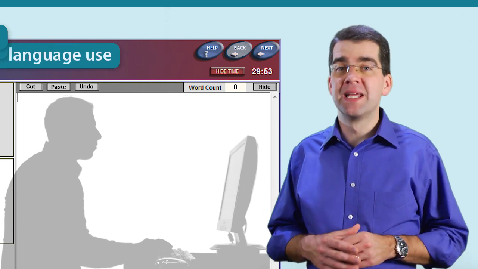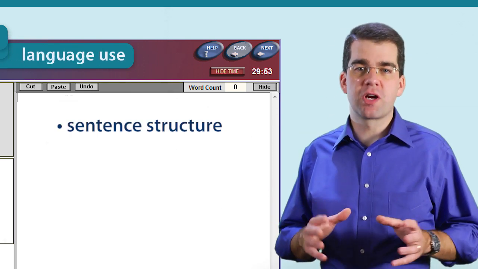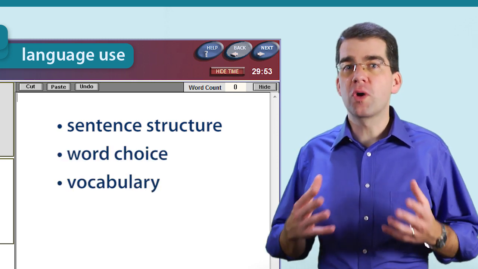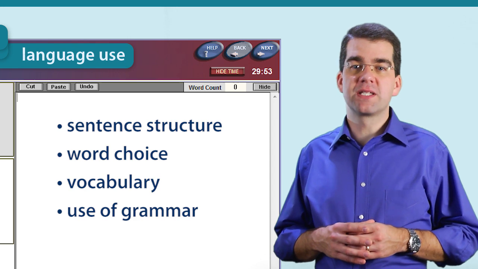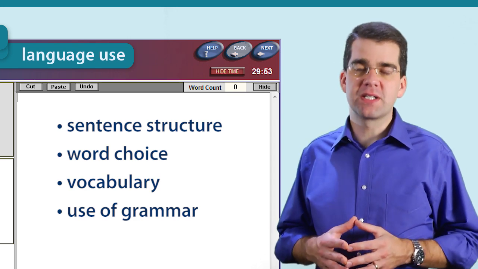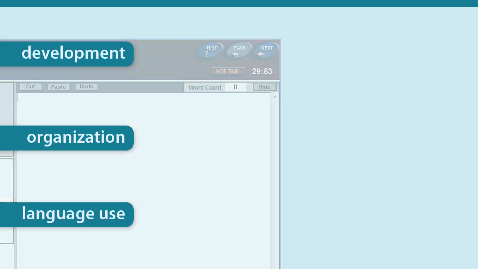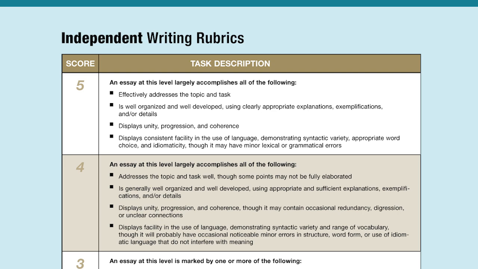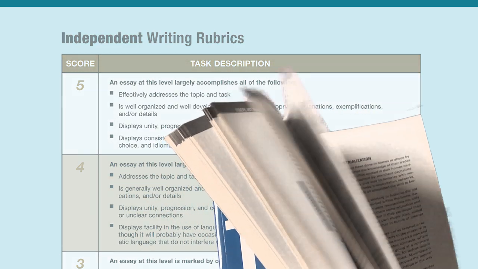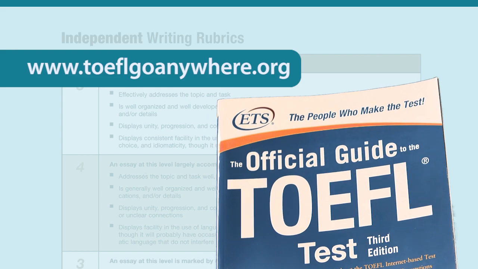The third criterion is language use. Raters are looking for things like sentence structure, word choice, and vocabulary. It's also important that your use of grammar is strong and consistent, though it doesn't have to be perfect to get a top score. You can see exactly how your essays are scored by looking at the independent writing rubric or scoring guide. The rubrics are found in many ETS test prep materials, like the official guide to the TOEFL test, or on the TOEFL website.